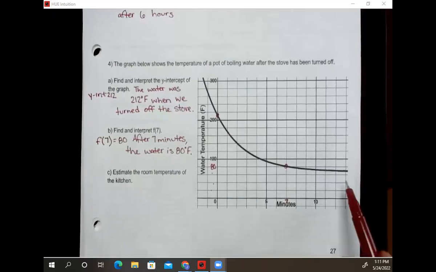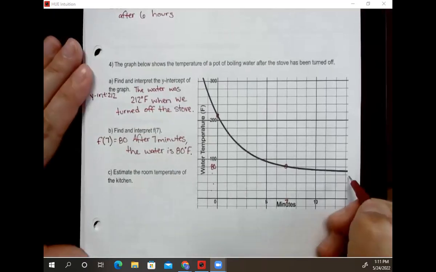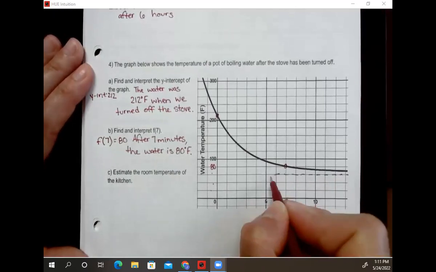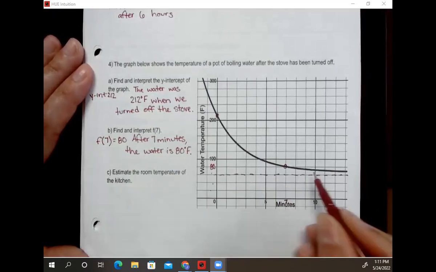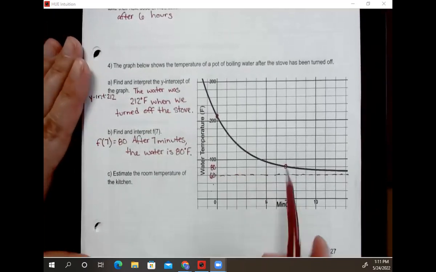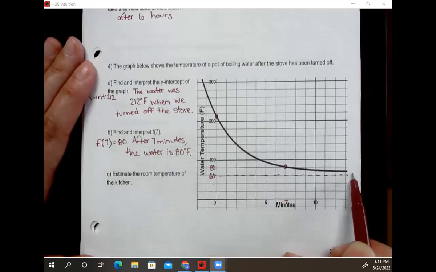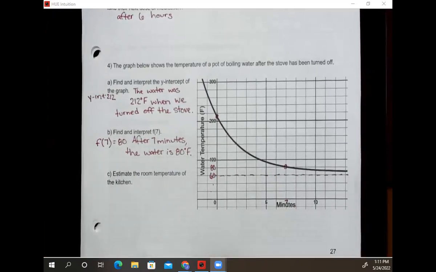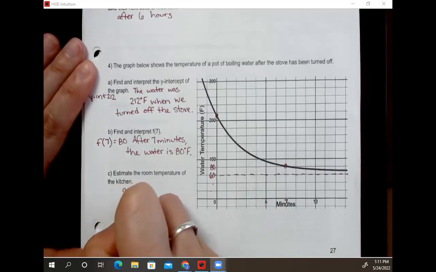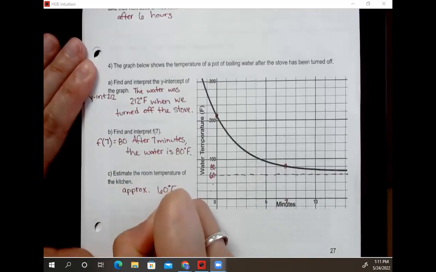If it's boiling and it cools down until it reaches some sort of stasis, that's going to be room temperature. So again, we don't have our asymptote graphed on here, but let's say, just for the sake of ease, that this grid line right here is a good approximation for our asymptote. Maybe it's up a little higher. Let's just use that grid line as an estimate. So this would be at 60. So our water is going to cool, continuing to approach room temperature, right? So what would we expect room temperature to be for this kitchen? About 60 degrees Fahrenheit.